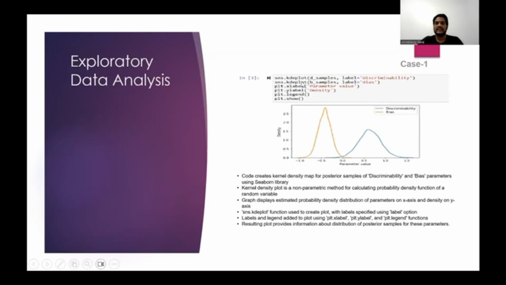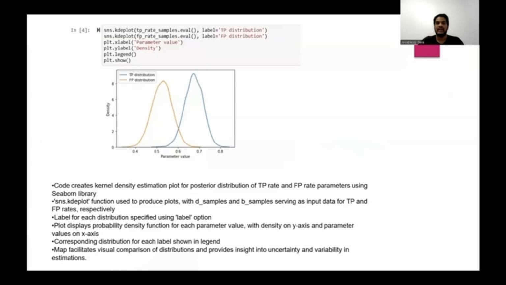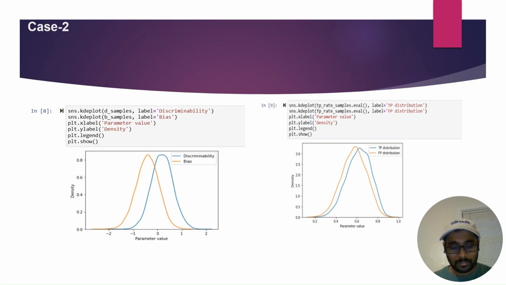And coming to exploratory data analysis, here the code creates a kernel density plot for posterior samples of discriminability and bias parameters using the Seaborn library. We have created a plot between density and parameter value, which shows the true positive distribution and false positive distribution of the given function. The plot displays the probability density function for each parameter value, with density on the y-axis and parameter value on the x-axis. It also facilitates result comparison of distributions and provides insights into uncertainty and variability in estimation. And the next part will be continued by my friend.